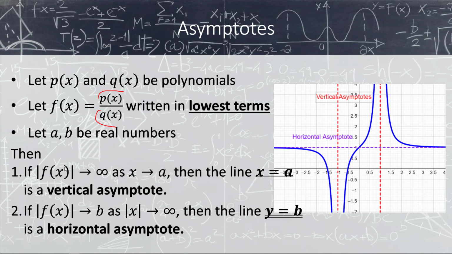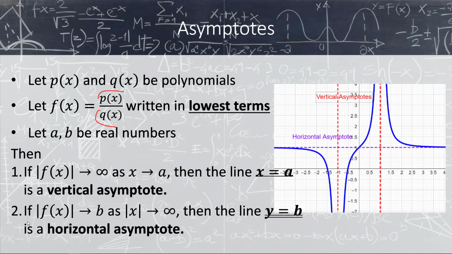If that's the case, then we can define the vertical asymptote as the line x equals a where f of x approaches infinity. So if the absolute value of f of x approaches infinity, like down here or up here, as x approaches a, then the line x equals a is known as a vertical asymptote. Now in our example here, we actually have 2 vertical asymptotes because there's 2 points where the function approaches either positive infinity or negative infinity.